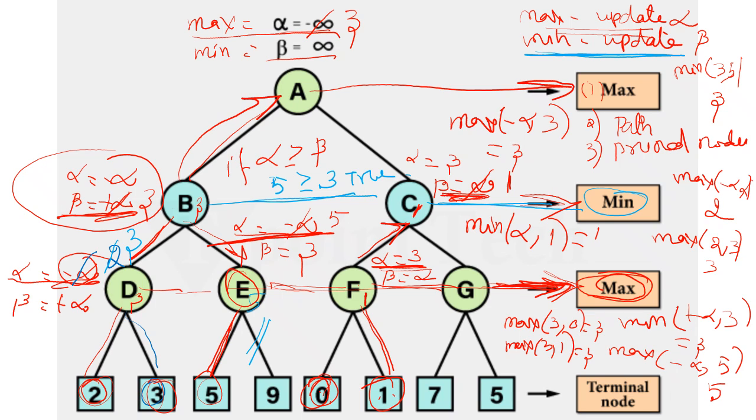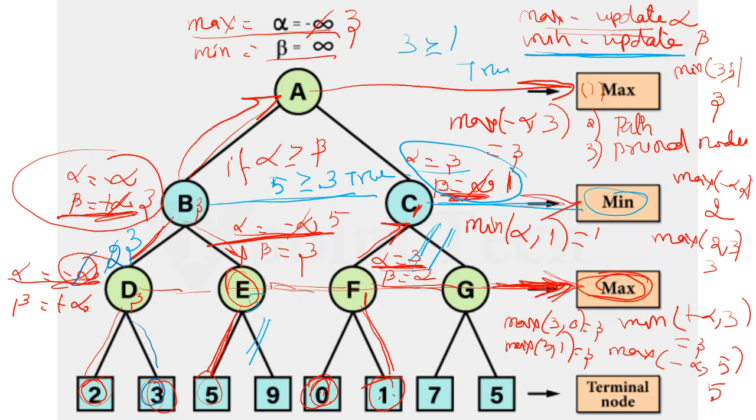Once the value of alpha and beta are updated, we have to check the condition. Alpha is equal to 3, beta is equal to 1. Alpha is equal to 3 greater than or equal to 1. Condition true. True means we can prune its sub-branch. Okay, here we can prune. No need to visit this node. These are all unwanted paths. So we can remove this sub-branch G. G along with the 7 and 5 will be pruned.